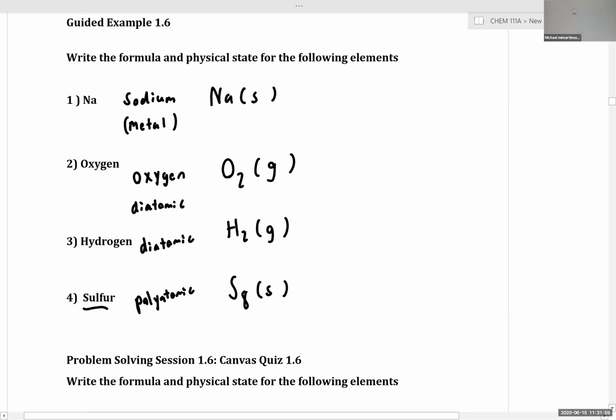Okay, any questions on this example? It's mainly just helping you recall via practice and helping you integrate the idea of correlating element names with formulas with the correct states. To test this, we're going to do a quick problem solving session.